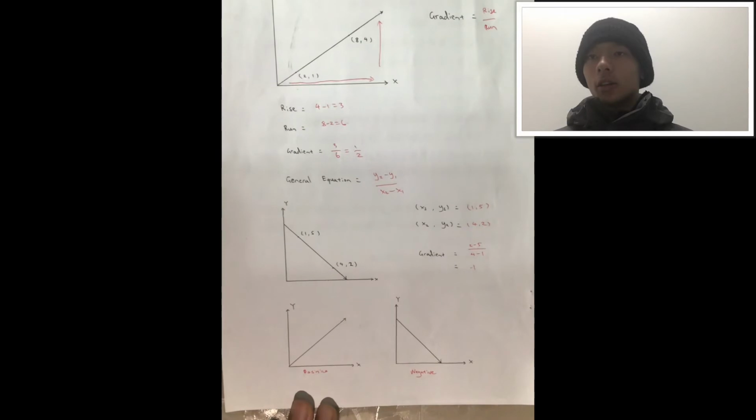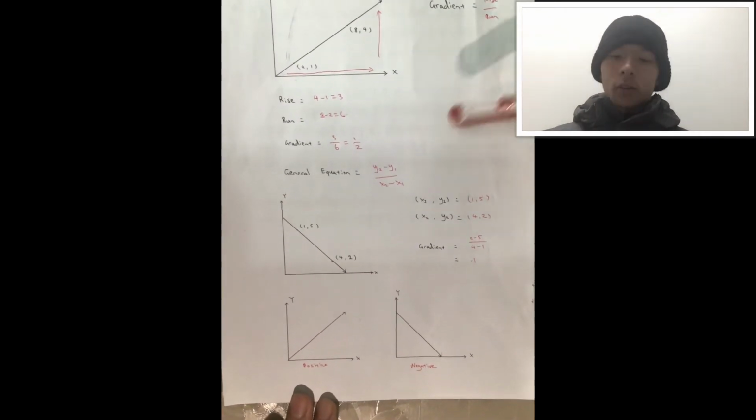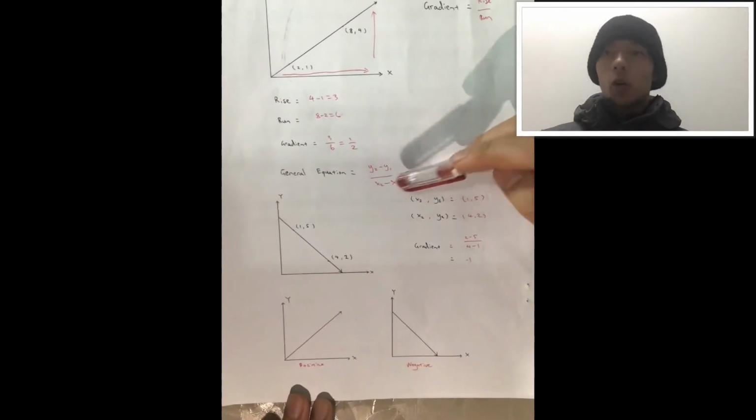One last thing may be noted. It does not matter whether you subtract y1 from y2 and x1 from x2, or if you do so in the reverse order, as long as the ordering is kept consistent in both the numerator and the denominator. We can test this out again in the second example, whereby we get 5 minus 2 over 1 minus 4, again giving us the gradient of -1.